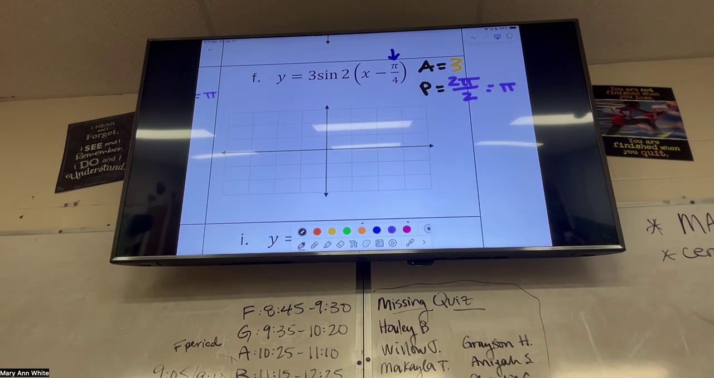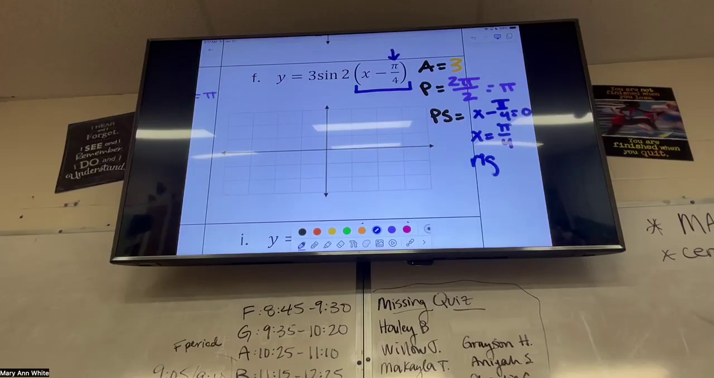Now, the last thing we're gonna talk about is that phase shift. And I just told you a second ago, we set the parentheses equal to 0. So I'm doing X minus pi over 4 equals 0. Now, the more of these we do, you probably won't physically set it equal to 0. You'll probably just do it in your head because that means X is going to be pi over 4. And since it's positive, are we going to move right or left?